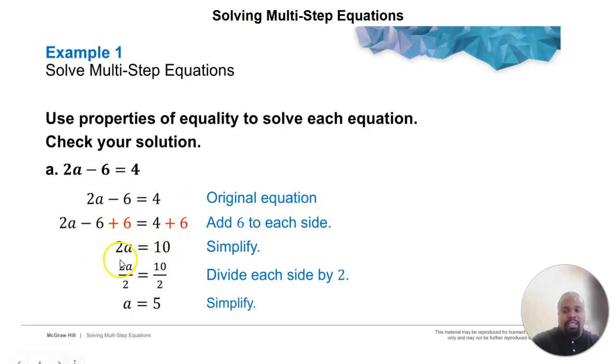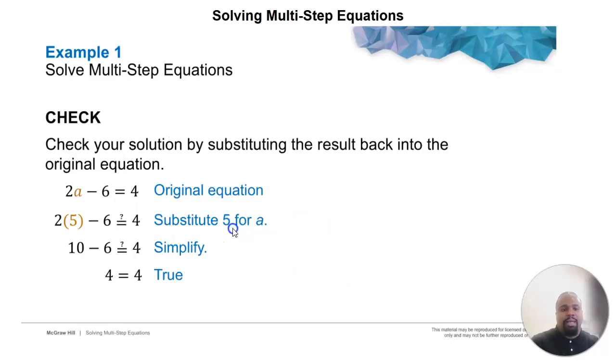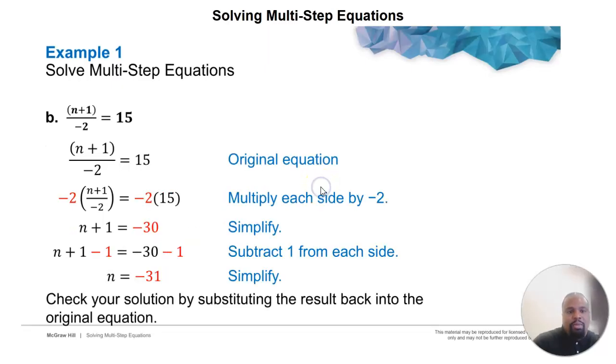Now to get a by itself, we need to move 2 to the other side. We have to do the inverse operation, which is division. And so by doing division, we're doing the division property of equality. And so we divide both sides by 2. Then we get 5 as our value for a. We can always double check by substituting 5 back into the original equation. And if 2 times 5 minus 6 equals 4, then the answer is true. All right, the answer is correct. Let's look at part B.